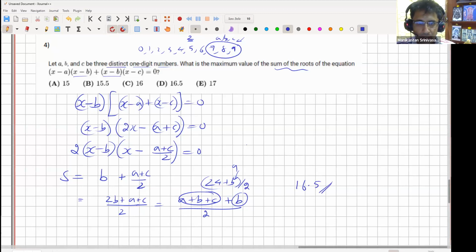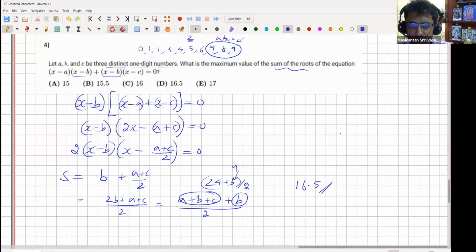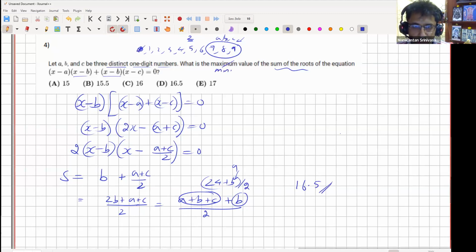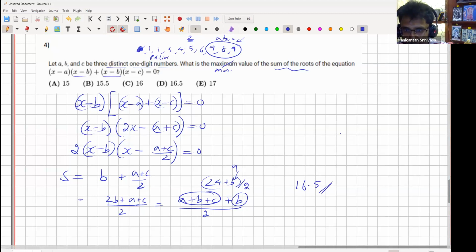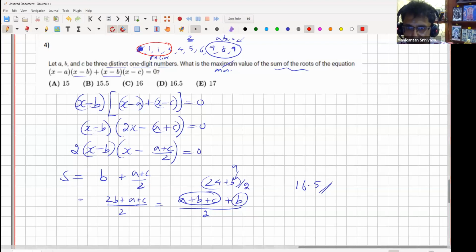On the other hand, suppose it says what is the minimum value. Then they have to qualify whether 0 is allowed or not. Let's say 0 is not allowed. A, B, and C are three distinct one-digit positive numbers, let's say. Then you'll do the same thing till here, and finally you will say A, B, and C have to be 1, 2, and 3 to have a minimum sum.